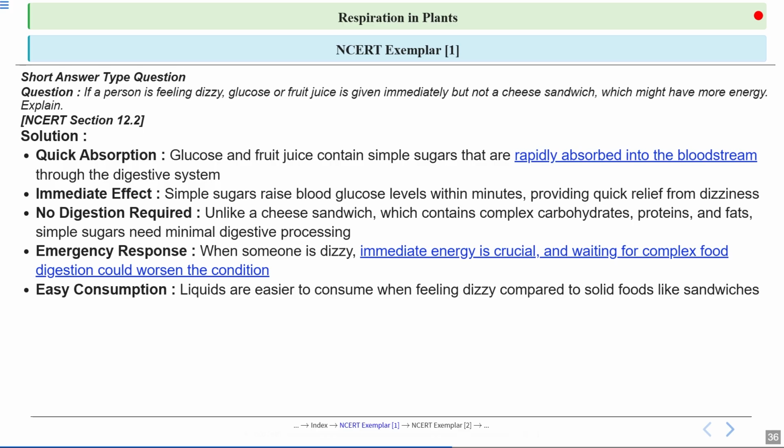Finally, liquids like juice are easy to consume when someone is dizzy compared to solid foods like sandwiches. So we see that in the case of glucose or fruit juice, there is quicker absorption, there is immediate effect, minimal digestive processing is required, it is an emergency response, and the consumption is easy.